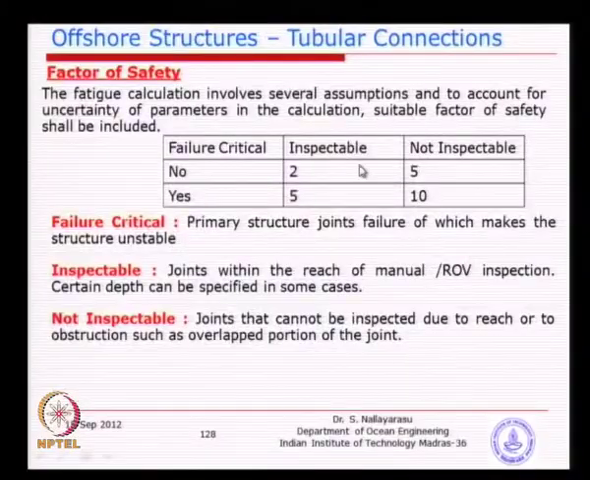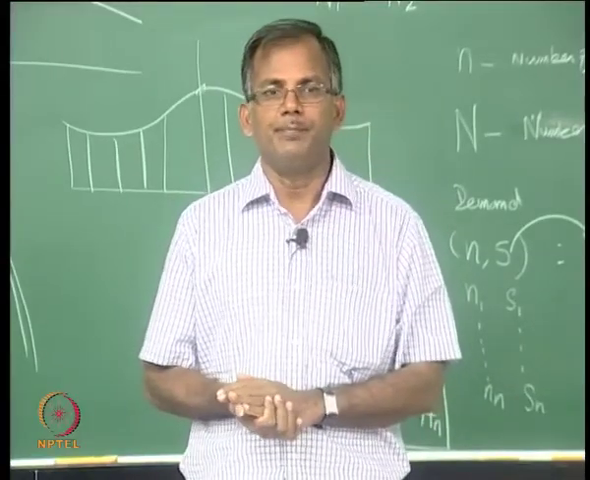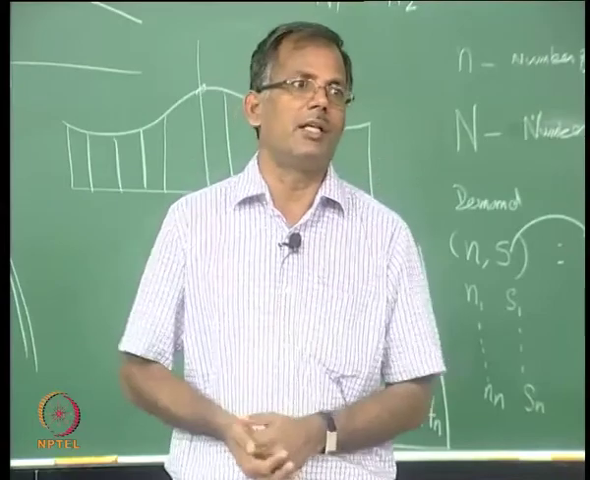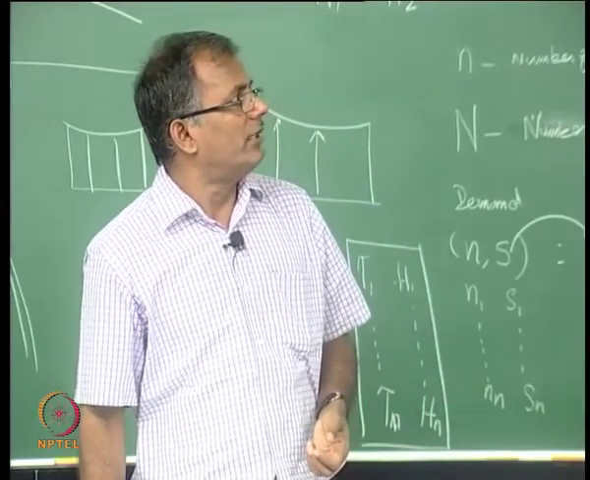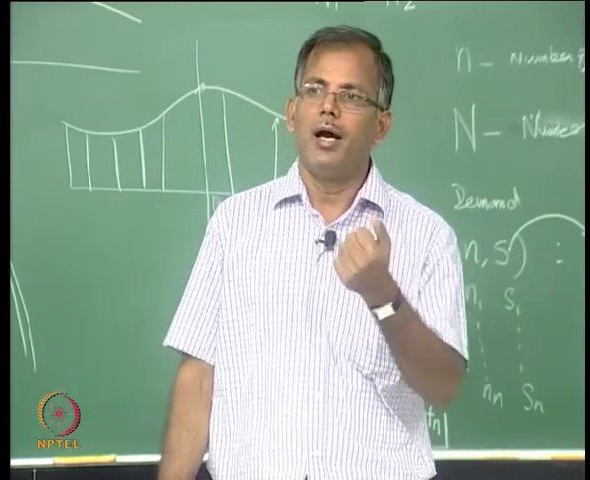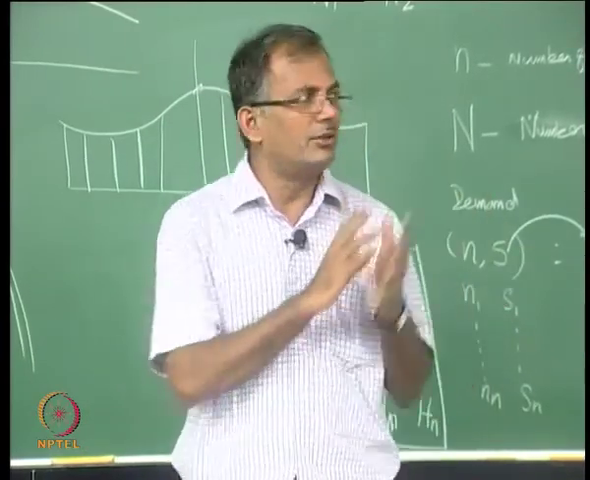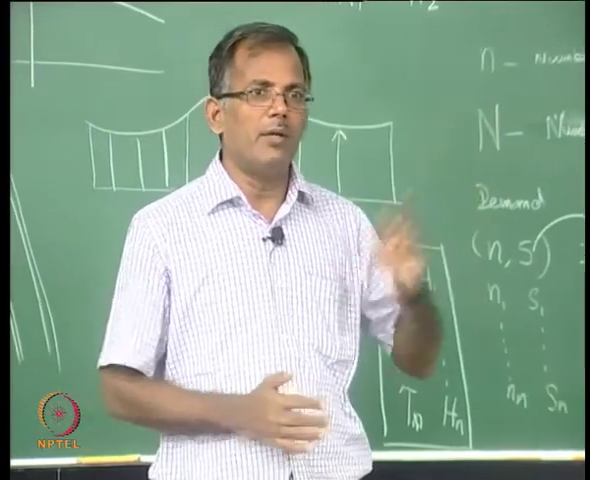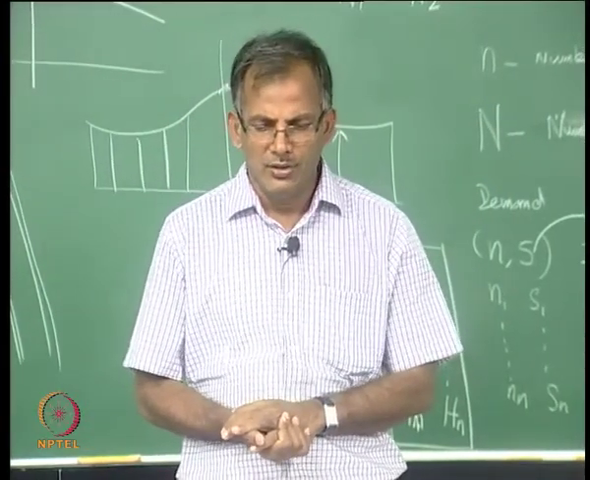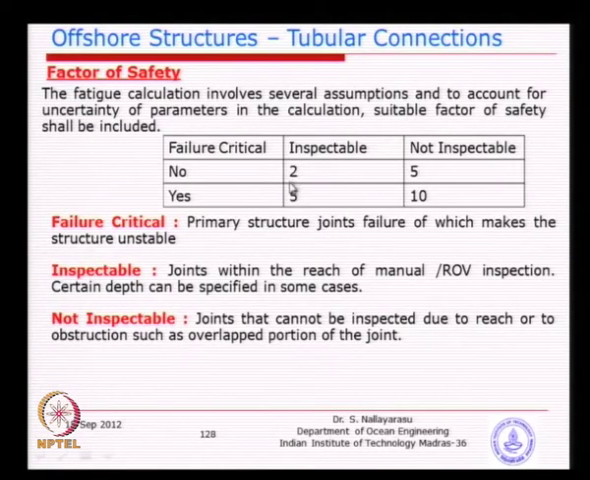So, that is why we have inspection possible, inspection not possible, and failure critical and non-critical. What if you cannot inspect and the joint fails? If it is a secondary joint, it does not make the structure collapse, and that needs to be decided by the designer. The designer knows which joint is a critical joint, so he can identify whichever joint is very critical and apply a higher factor of safety. That is the idea behind this simple matrix, which is normally applied to almost all jackets. At the lower end of the matrix you see a factor of 2, so you need a minimum factor of safety of 2, and it can go as much as 10.